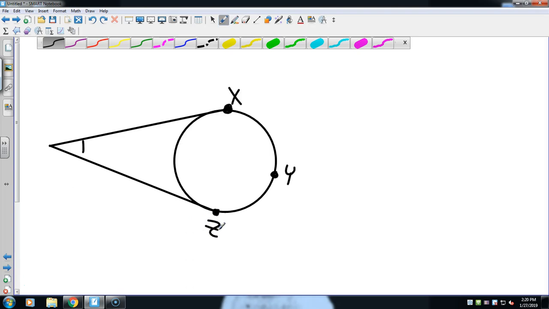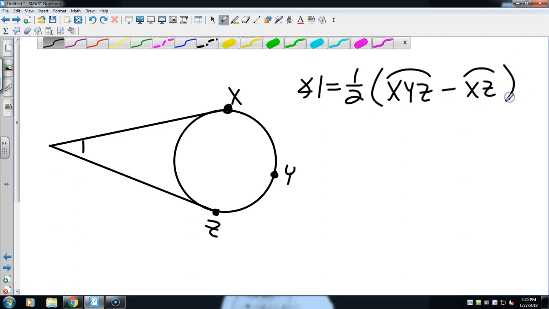Okay, again, we're going to do a difference here of the larger angle. And so angle one is one half the difference of the larger arc. I'm sorry, I said larger angle. It should be larger arc of XYZ minus XZ. Okay, one half of the larger arc minus the smaller one. And so larger minus smaller.